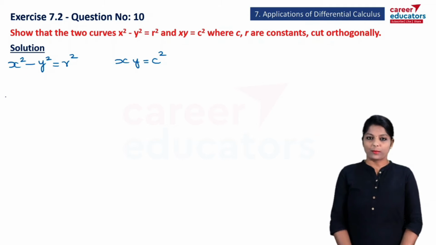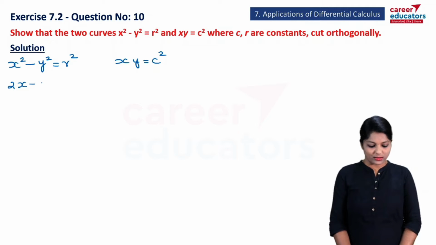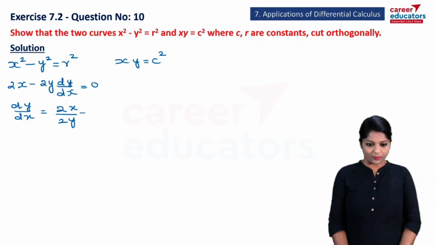First equation, we differentiate. 2x minus 2y dy by dx equal to 0. dy by dx equal to 2x divided by 2y equal to x divided by y. Now we have found dy by dx.